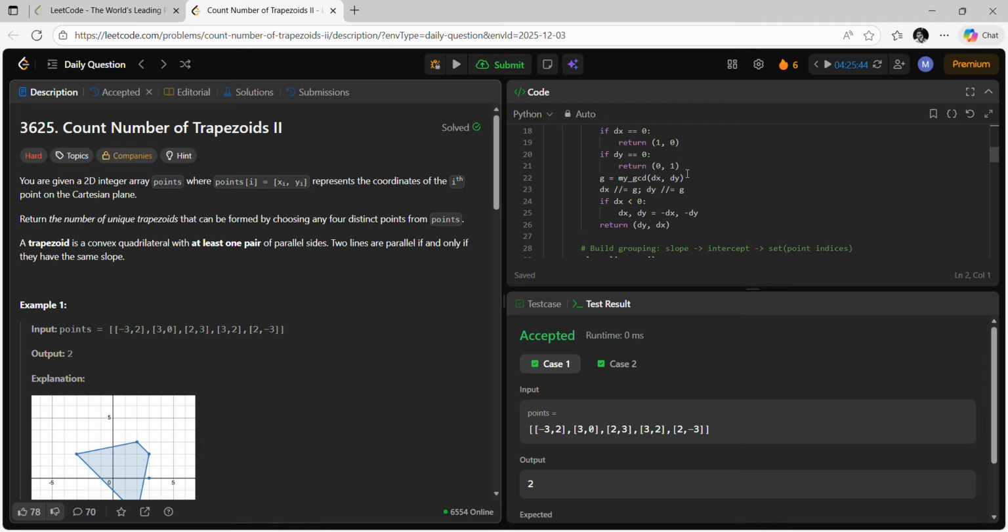Here the complexity means O(log(min(|dx|, |dy|))) for the GCD.